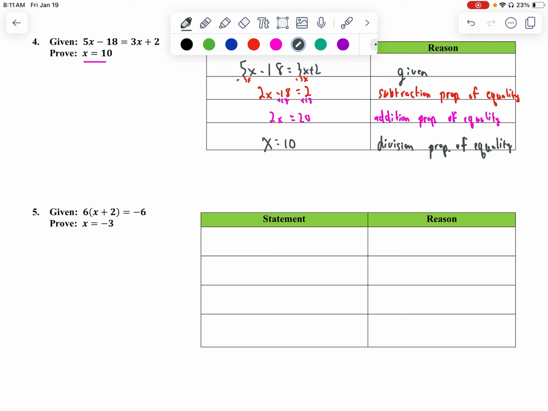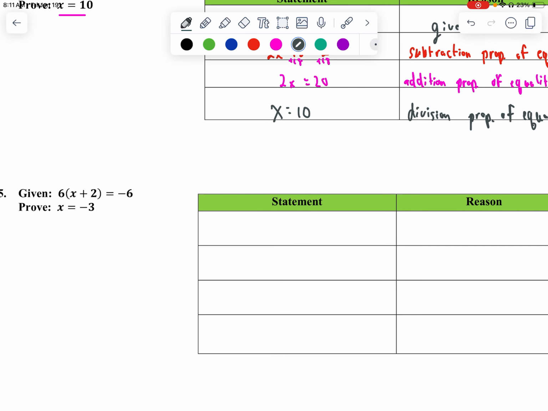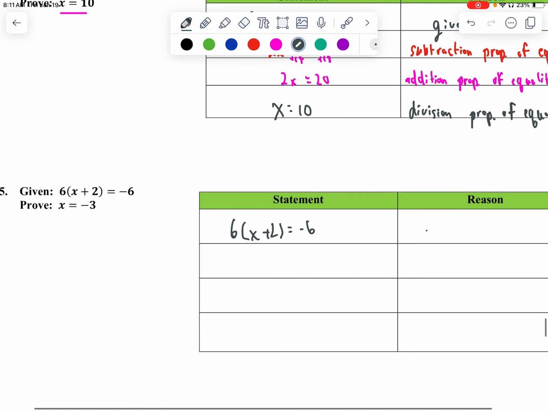Last one here, number 5, gives us 6 times x plus 2 equals negative 6. We have one new thing here, and that is we have to distribute. Again, there's more than one way to do this question, but distributing is probably going to be the best. Before we get too far ahead of ourselves, though, let's write down our given. 6 times x plus 2 equals negative 6 is our given. And we're trying to prove that x equals negative 3.